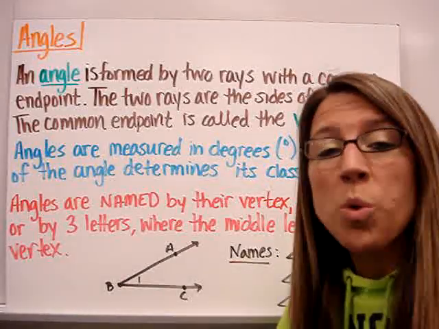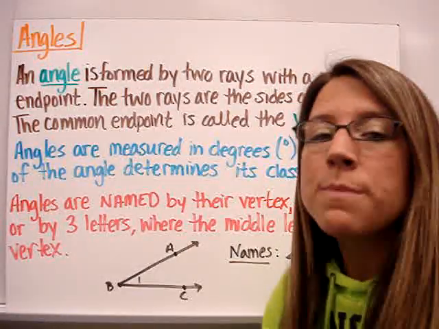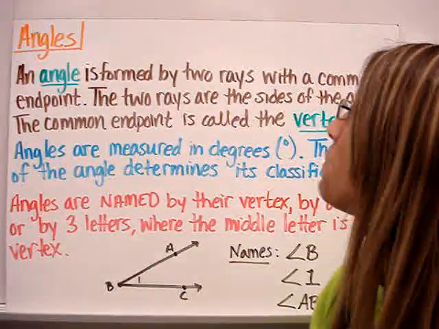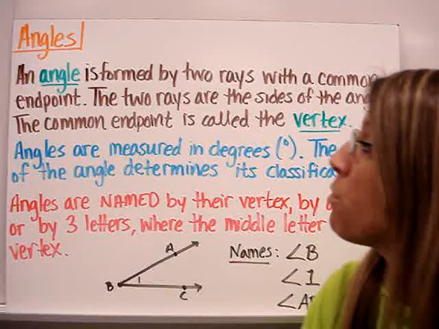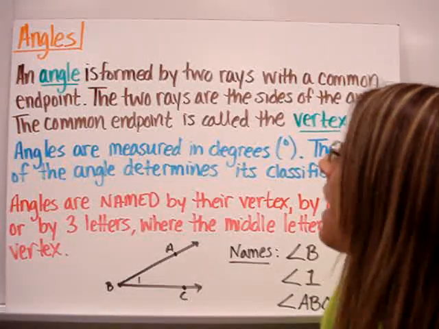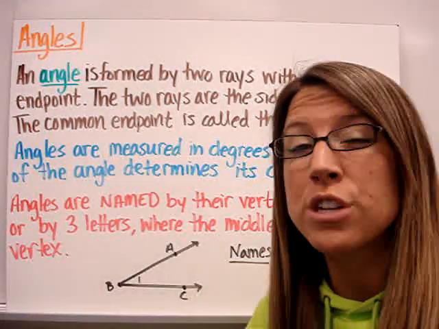This is just going to be a short lesson on angles, just to make sure you have these definitions in your notes. So, an angle is formed by two rays with a common endpoint. The two rays are the sides of the angle. The common endpoint is called the vertex.